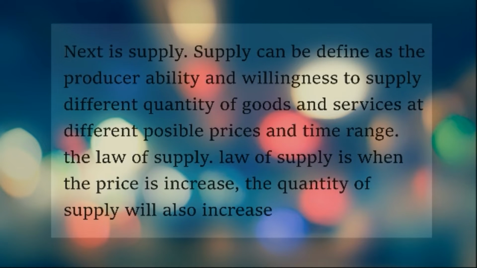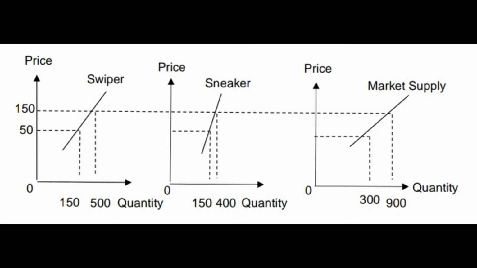Next is supply. Supply can be defined as the producer's ability and willingness to supply different quantities of goods and services at different possible prices and time range. The law of supply is when the price is increased, the quantity of supply will also increase. As shown in the graph, if the price of our sport shoes, which is Swiper sport shoes, increases, the quantity supplied of our sport shoes will also increase.